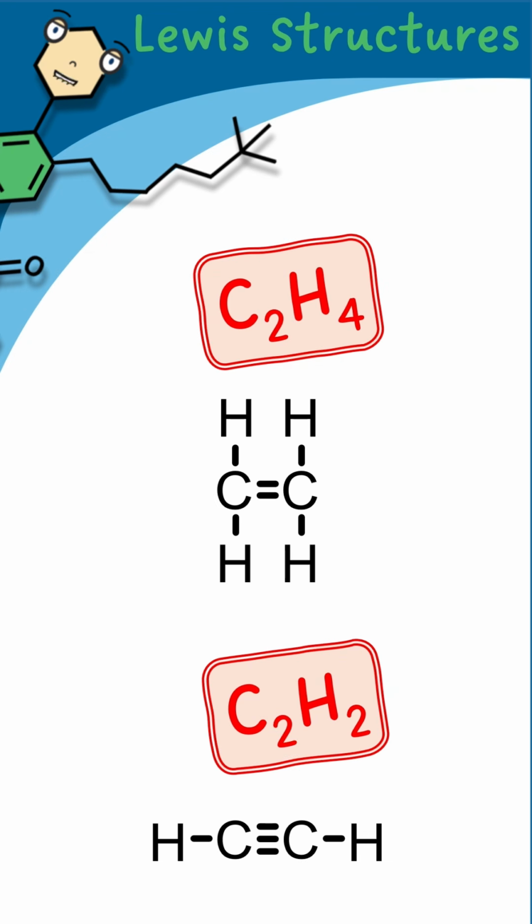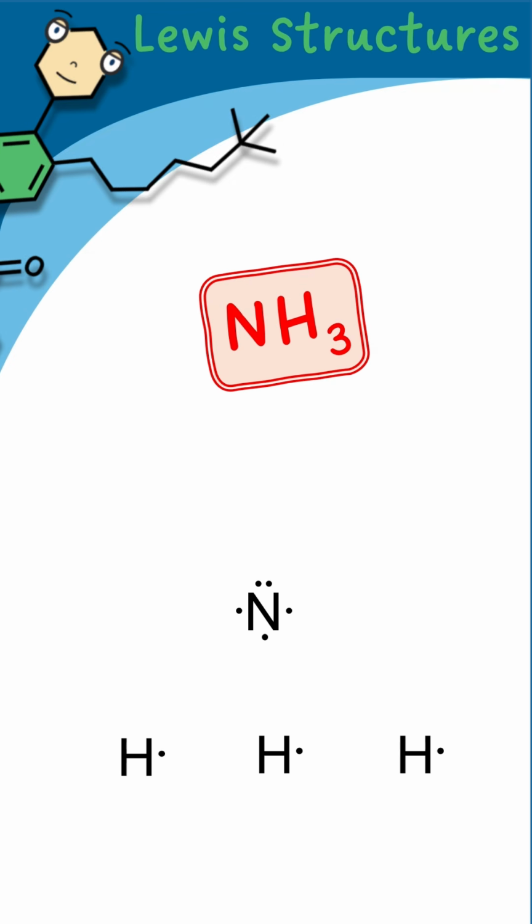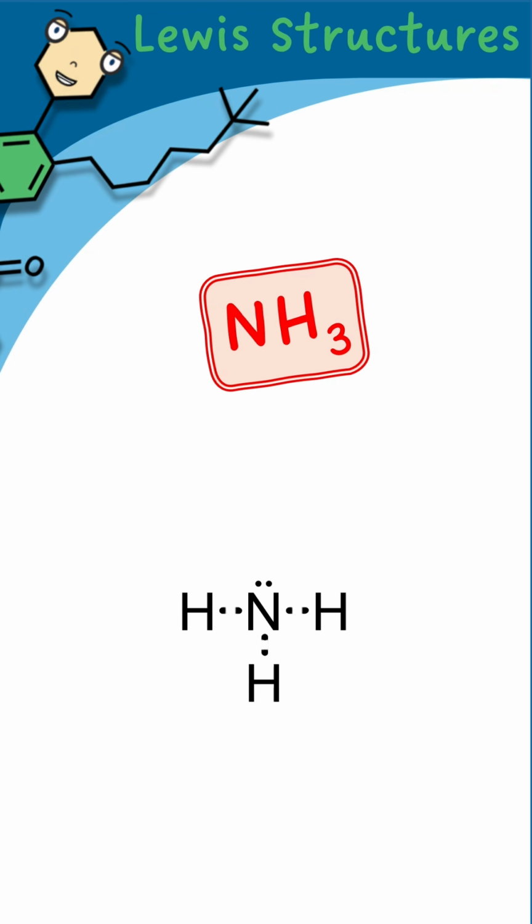Now, if you have non-carbon atoms, we often get lone pairs, as in the case for NH3, where pairing the valence electrons leaves 2 electrons on the nitrogen atom untouched, and we call this a lone pair.